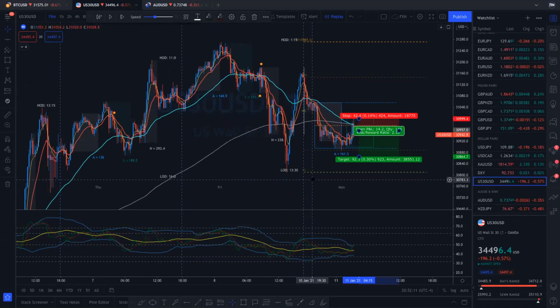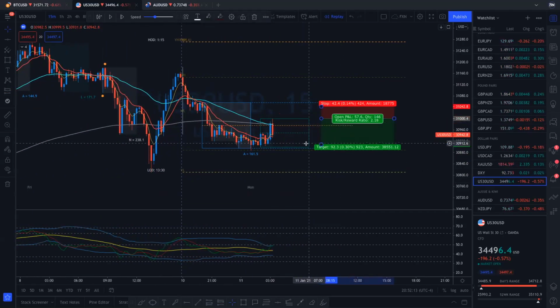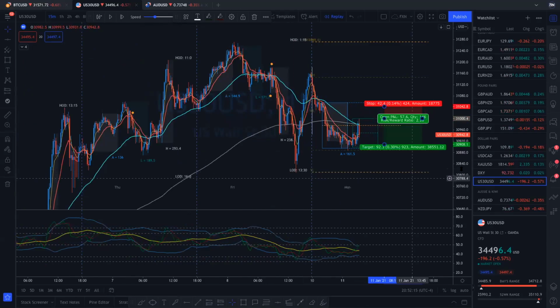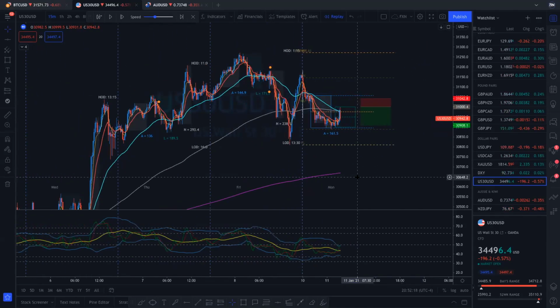So would this be a setup at all, or is this too early? What do you have going for it? I think it's a bit too early at the moment. I'll just play it out.